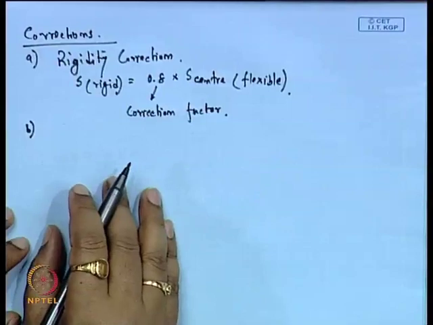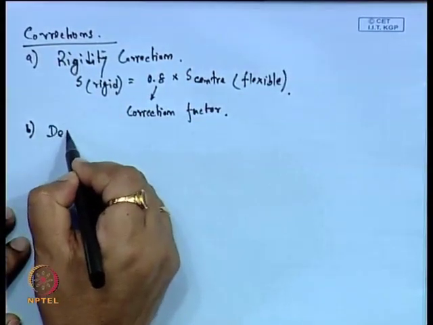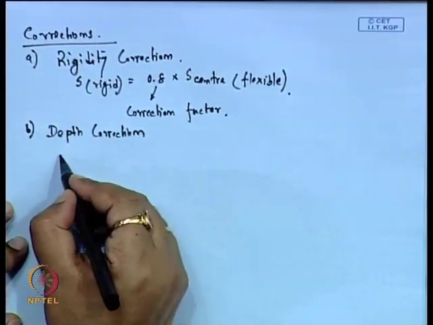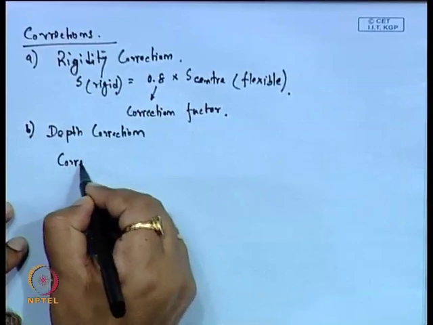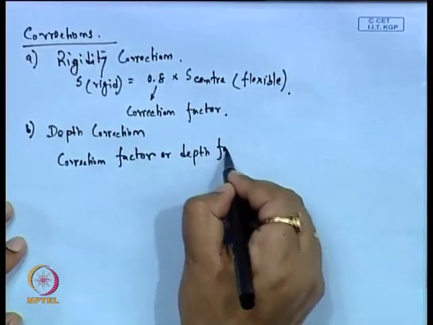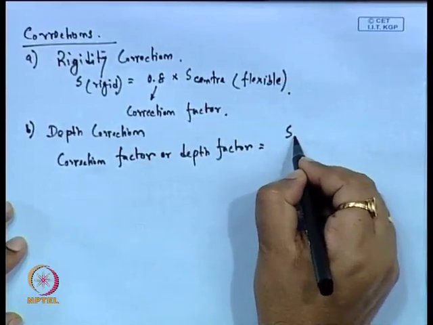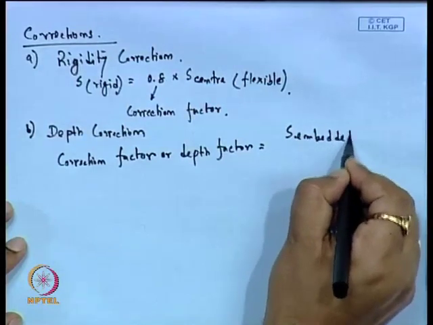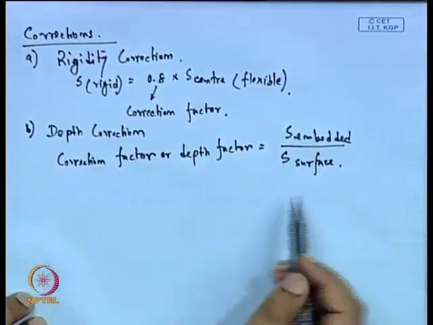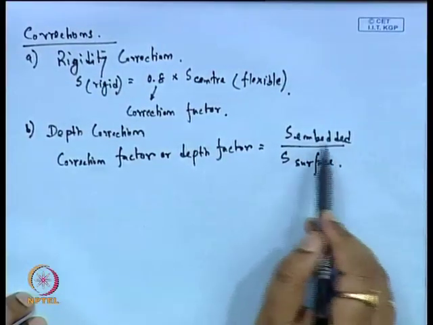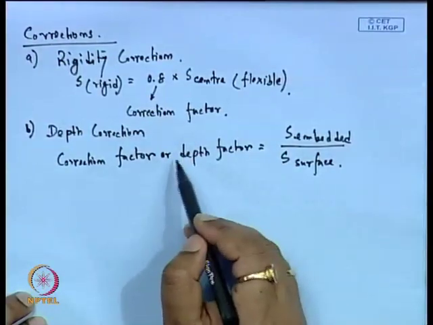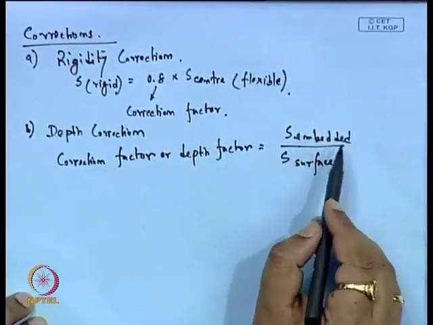Next one, we will calculate the depth correction. This depth correction factor, or depth factor, is equal to settlement at embedded by settlement at surface. That means, if it is the embedded settlement, first we calculate the surface settlement, and then we apply the correction factor for the depth, then we get the settlement for the embedded condition.